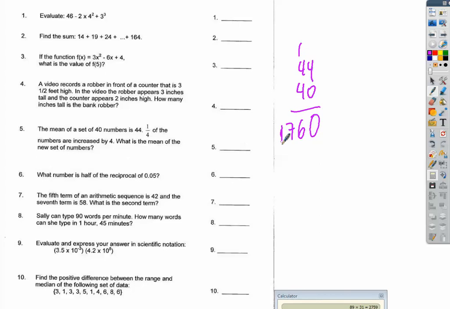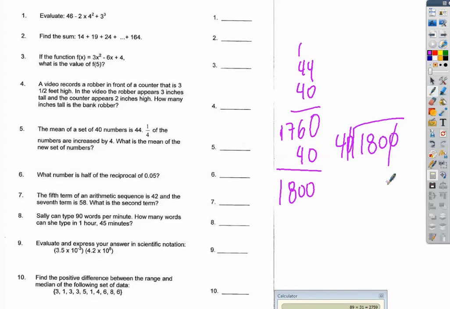So what is 1/4 of the numbers? 10. So 10 of the numbers are increased by 4. How many more will that be? 40, because if I have 10 numbers that are 4 more, 10 times 4 is 40. So I'm going to add the 40 on because that's going to be added to my sum. So I get 1,800. So how many total numbers are there? 40. There are 40. So let's go ahead and do this. So I can lop off that right there. So 4 goes into 18 4 times with 20 left over. 4 goes into 20 5 times, so it's 45.